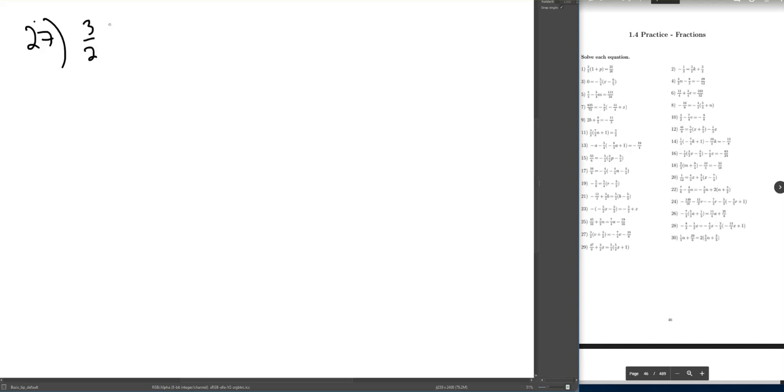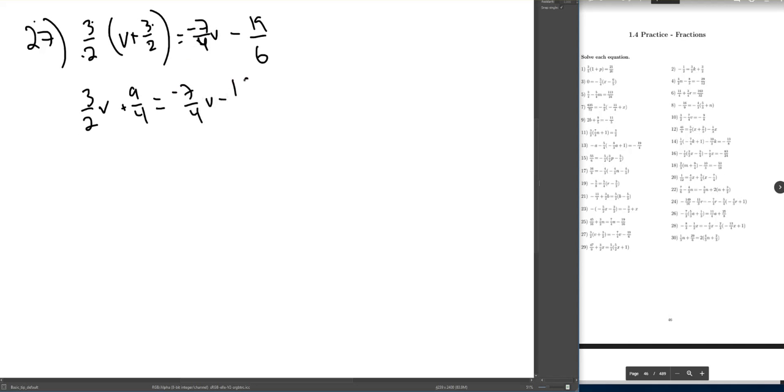3 over 2, v plus 3 over 2, equals minus 7 over 4v minus 19 over 6. How does that look? I think that looks good. All right. We gotta kill those brackets. We have to destroy those brackets. 3 over 2 times v equals 3 over 2v, right? 3 over 2 times 3 over 2 equals 9 over 4, equals minus 7 over 4v minus 19 over 6.